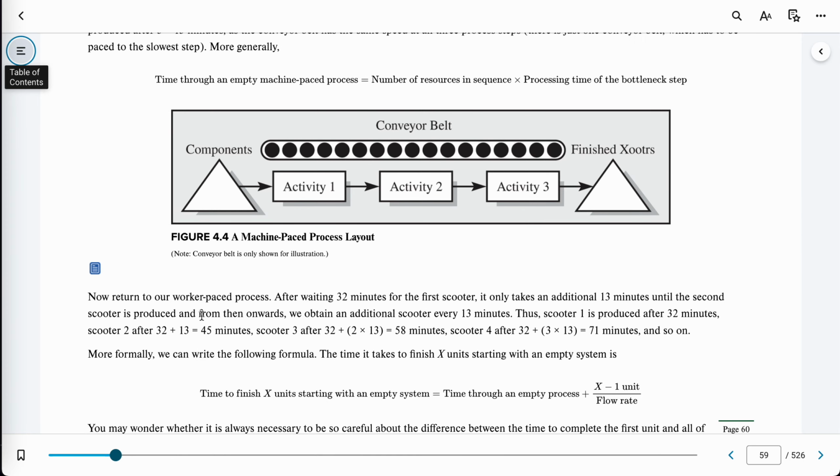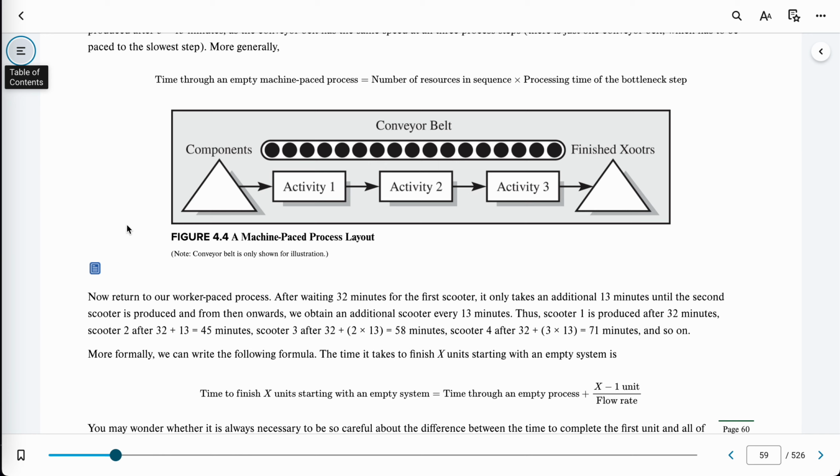Now let's come back to the worker-based process. It takes 32 minutes to make the first zooter, and this is one of the interesting things that I want you to learn from this one. We talked about this a little bit when we talked about Kristen's Cookie Company in class last week. But the idea is that when you calculate a lot of these multiple unit production scenarios, it could be an office, it could be an actual production scenario as we have here, the first unit that goes through the process is always unique, especially if you assume that there is no work in process inventory already available.